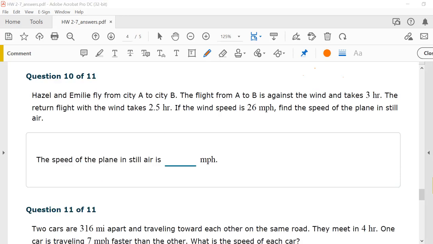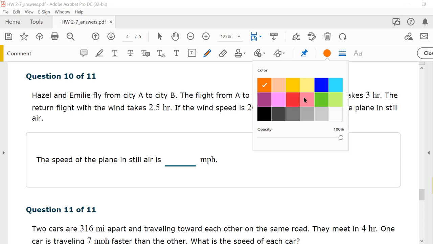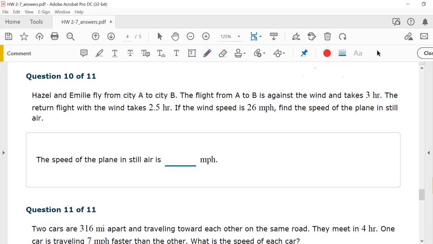Question 10. Hazel and Emily fly from city A to city B. The flight from A to B is against the wind and takes 3 hours. The return flight with the wind takes 2.5 hours. If the wind speed is 26 miles per hour, find the speed of the plane in still air. Okie doke. Lots going on here.